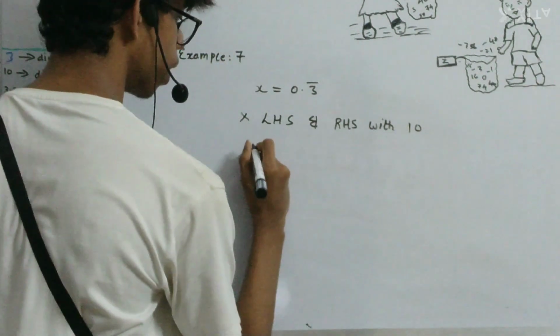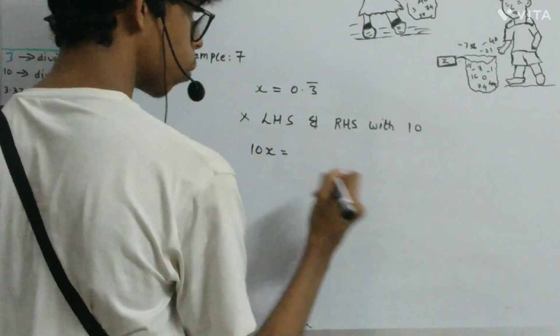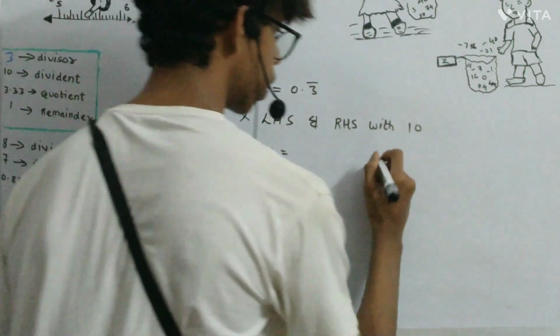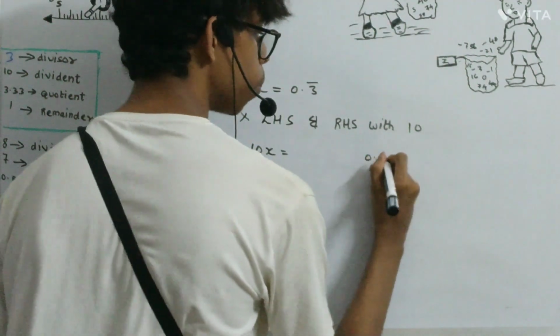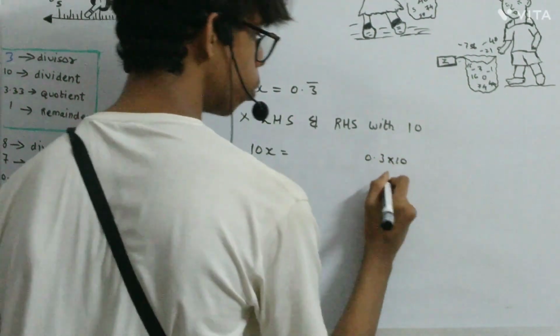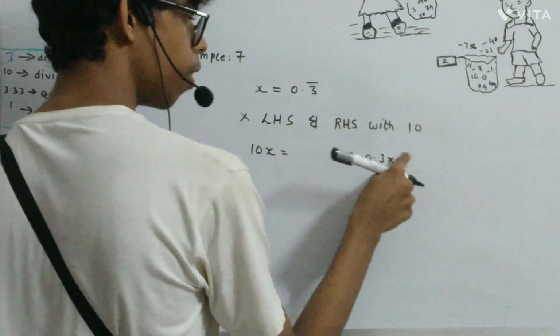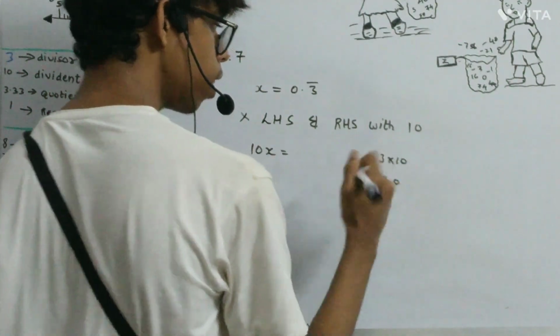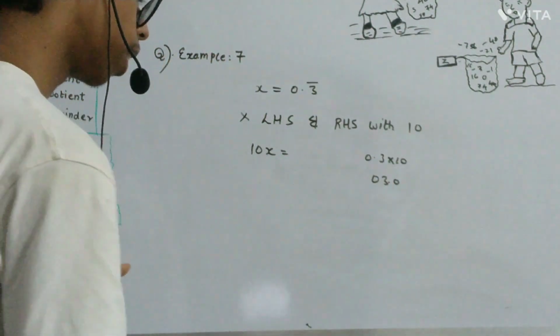So what will you get over here? 10x is equal to, I hope you know how to multiply, I will do it over here for you. 0.3 into 10. When you do 0.3 times 10, we have to jump the point by 1 place over here. So you will be getting 3 over here.